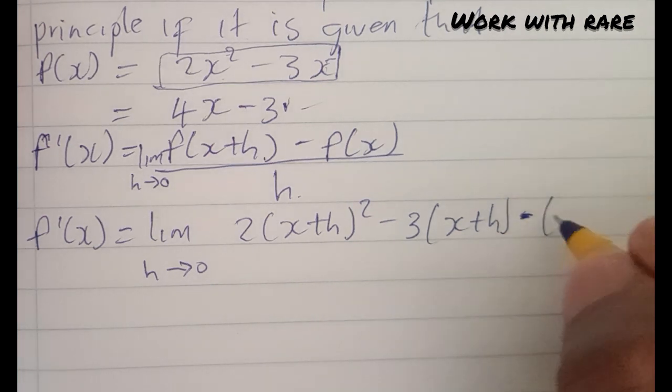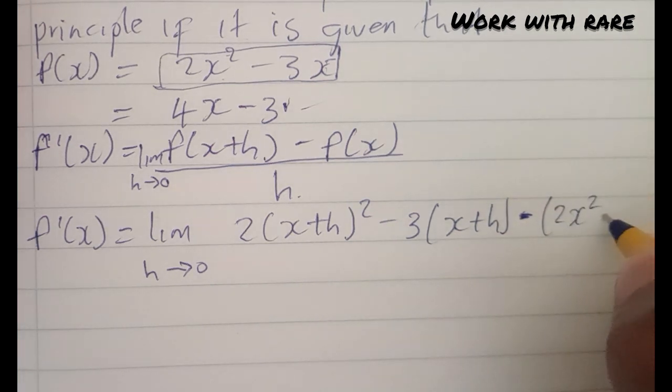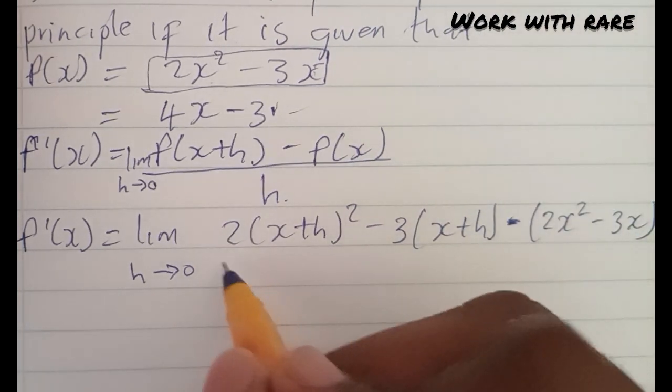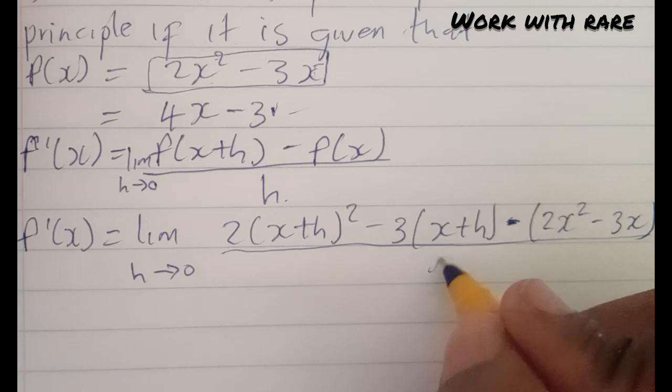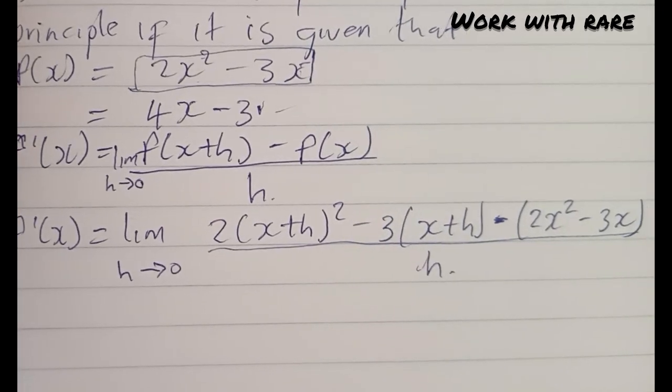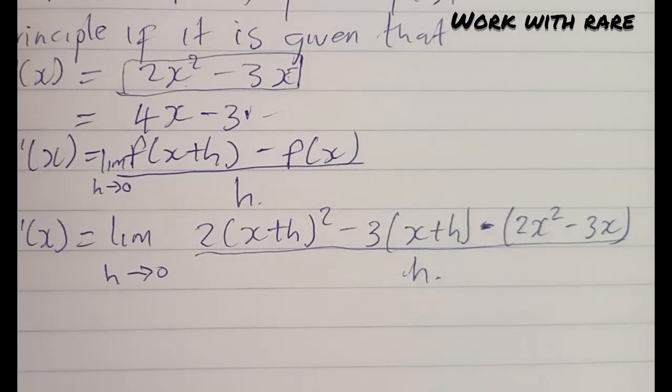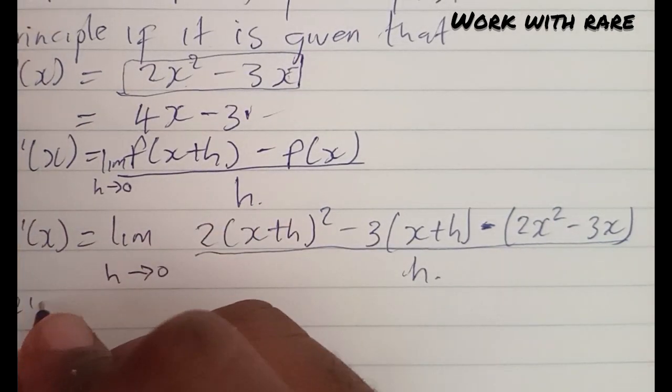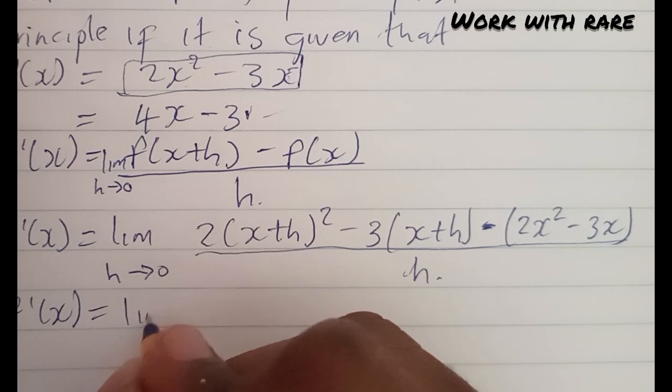So here I have 2x squared minus 3x all over h. Okay, so the next step, I'll have to break this bracket. I'll have to break the bracket. So now I will say, remember, I don't change this.